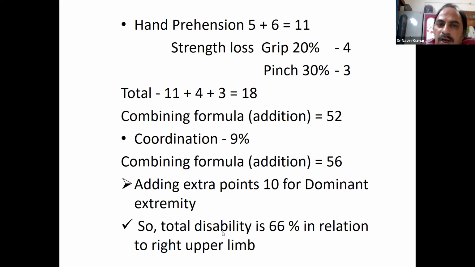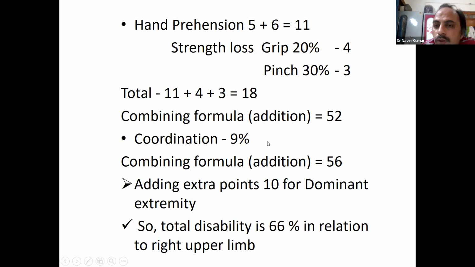So hand involvement was 18 out of 90. We again apply the combining formula. We got 52. Now what we have added, 42 plus 18 with our formula, we got 52. Now coordination activity we already mentioned as 9.